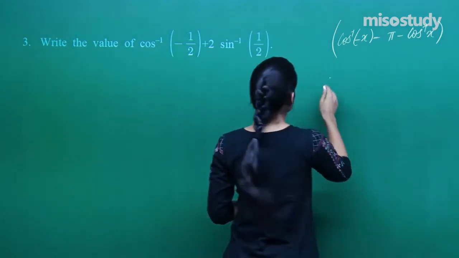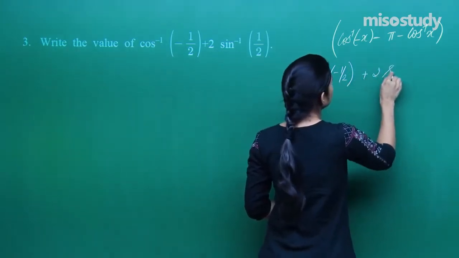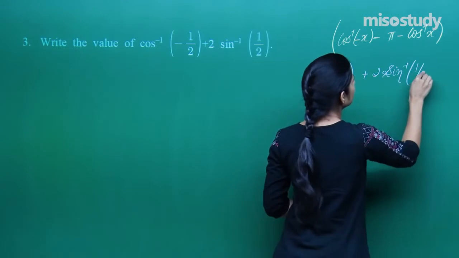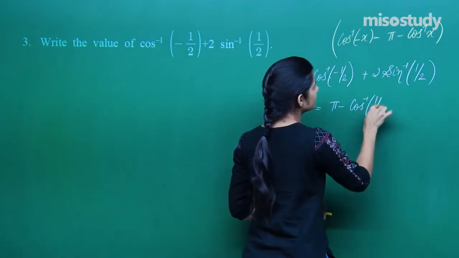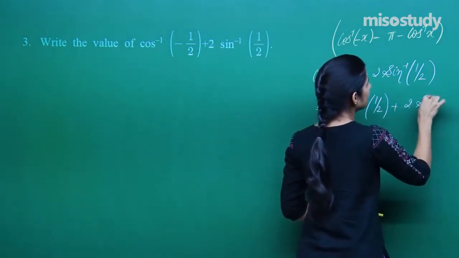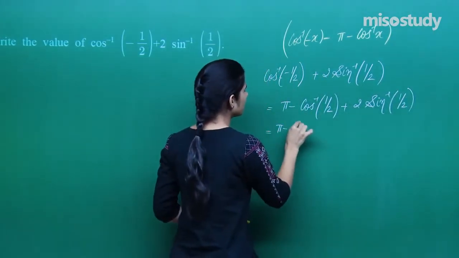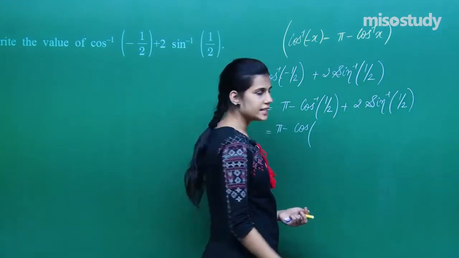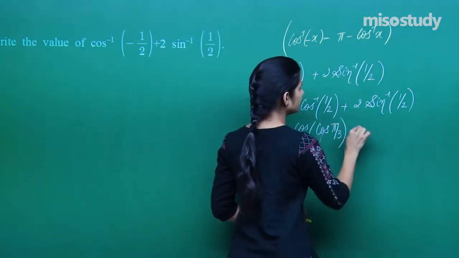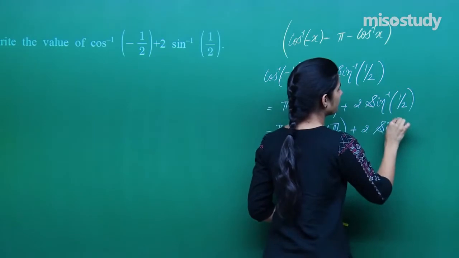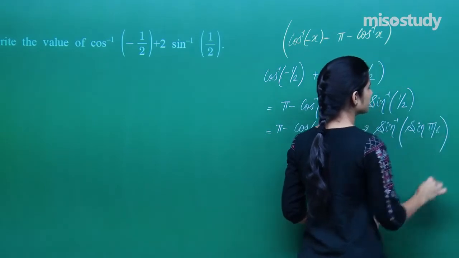So in here, if I have cos inverse of minus half plus 2 times sine inverse of half, obviously cos inverse of minus half will be, by the property, pi minus cos inverse half plus 2 times sine inverse half. Clearly I know that cos 60 is half, so this can be written as cos of pi by 3 plus 2 times sine inverse of sine 30, which is half. So I can write over here sine of pi by 6.